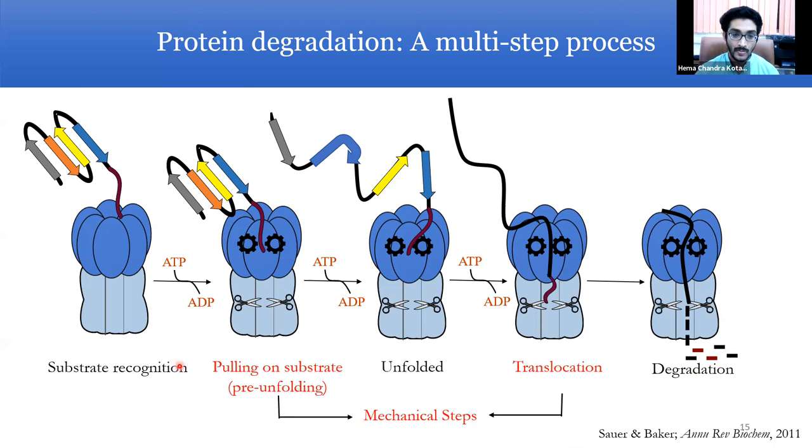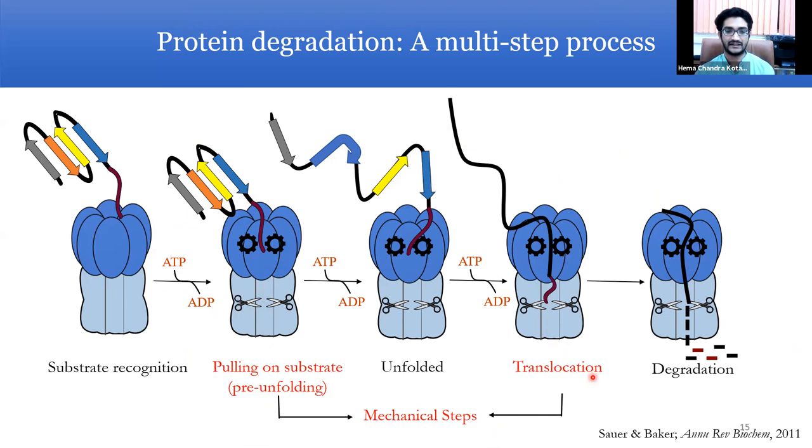Here, what we are specifically interested in are two mechanical steps: pulling on the substrate during unfolding, and then translocation. Once the protein is unfolded, it is translocated into the chamber for degradation. These two are not diffusion controlled reactions. These are mechanical steps where the enzyme actively applies forces.